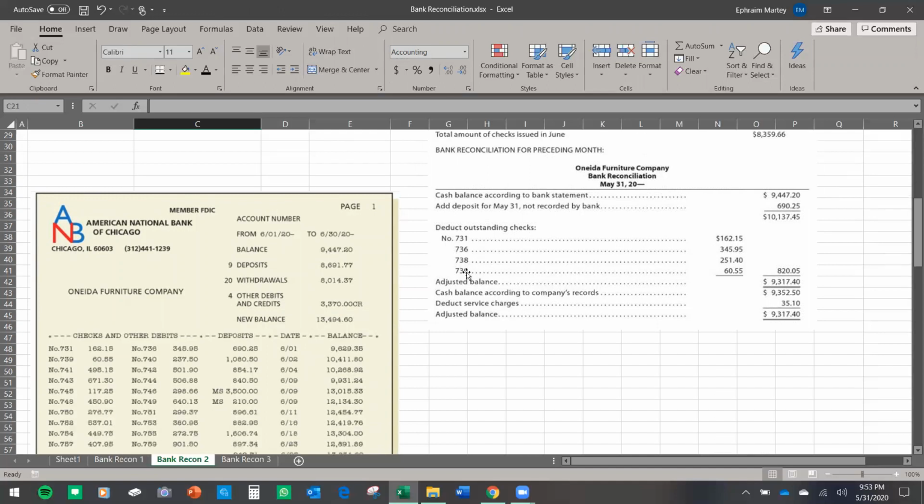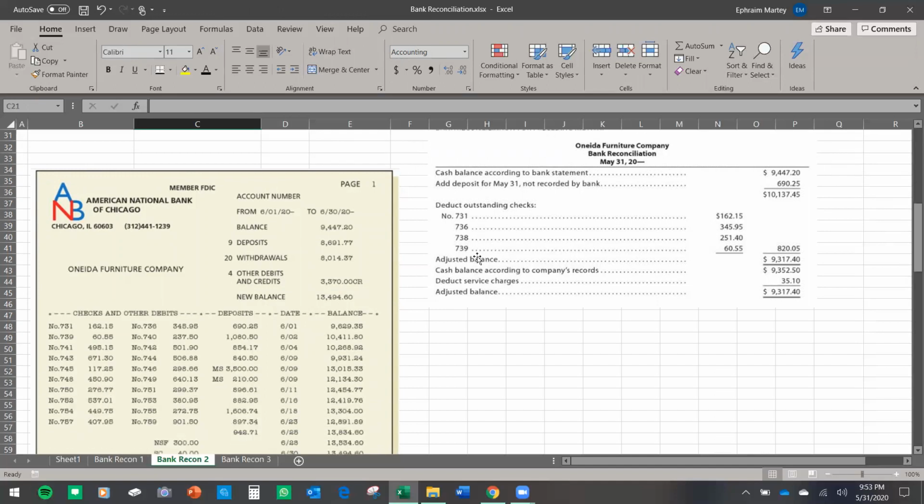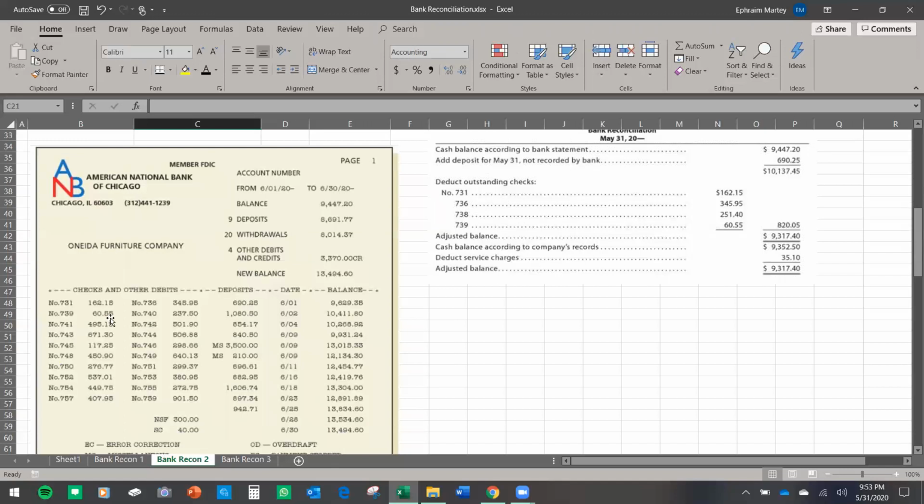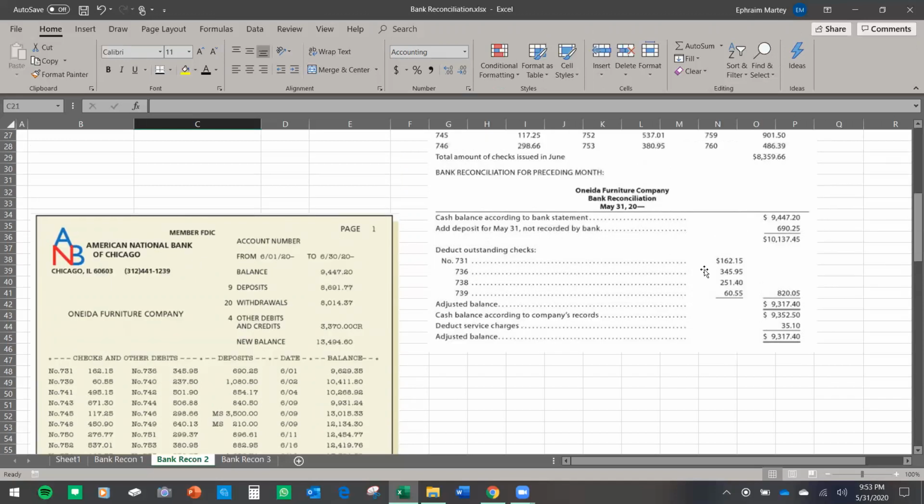Now check number 739. Is it there? Let's look for it right here. Okay, 60.55. That is 60.55, so that's correct. So we are done with what we call May. Sometimes you may have a deposit in transit. You may also have to compare with it to see what happened. Okay, great.